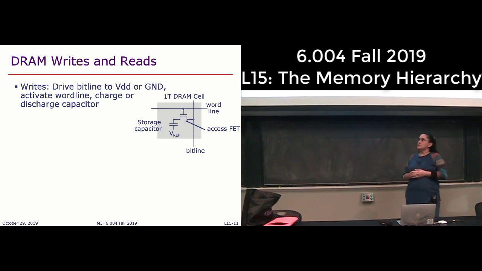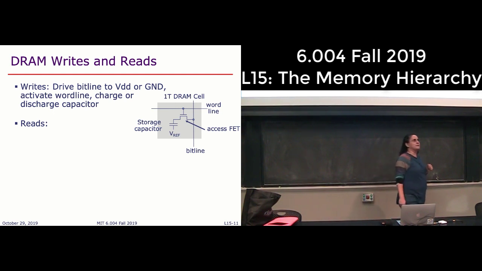We're going to start with writes, because writes are actually a little simpler in the case of DRAM. So in order to do a write, you're going to drive your bit line to the value that you're trying to write into your cell, and then you're going to activate the word line of the word that you're trying to write to. Basically, you're essentially going to connect the bit line to this capacitor, and if you're trying to write a 1, you're going to charge this capacitor. If you're trying to write a 0, you're going to discharge the capacitor. And in that way you're changing the value that's stored in this cell.